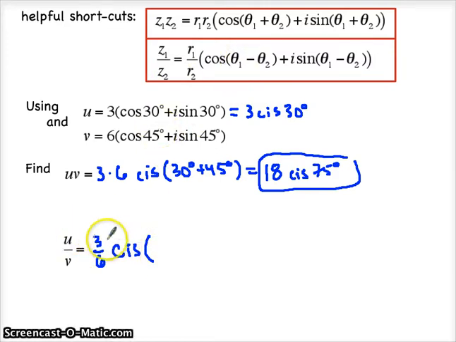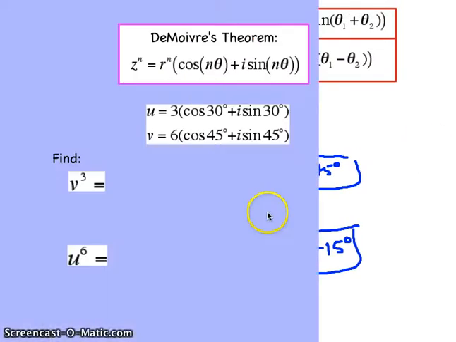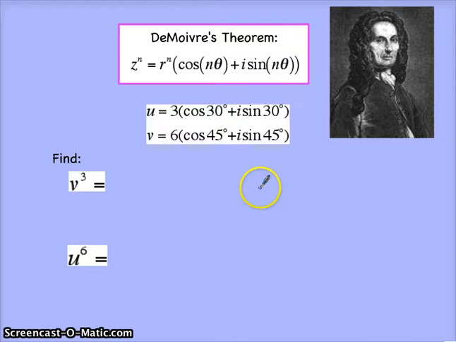So the first angle, of u, the angle on top, minus 45 degrees, the angle from the second number, v. And you'll basically get 1/2 CIS negative 15 degrees. And again, you could always convert that back to standard form by finding half the cosine of negative 15 degrees for the real part and half the sine of negative 15 degrees times i for the imaginary part. Now, if that's going to work for multiplying and dividing, it actually also works for powers.